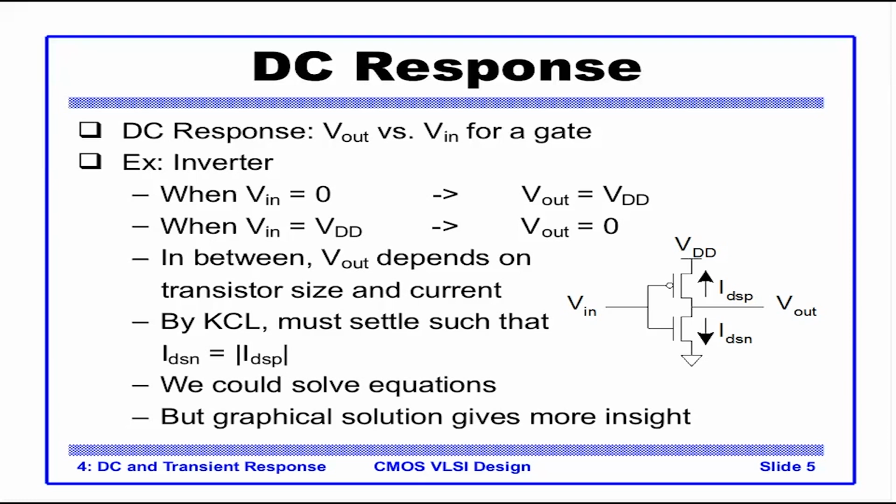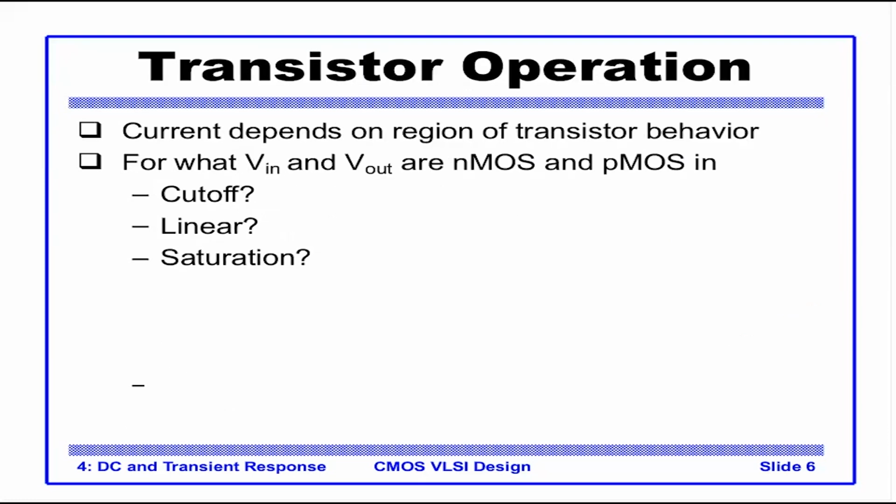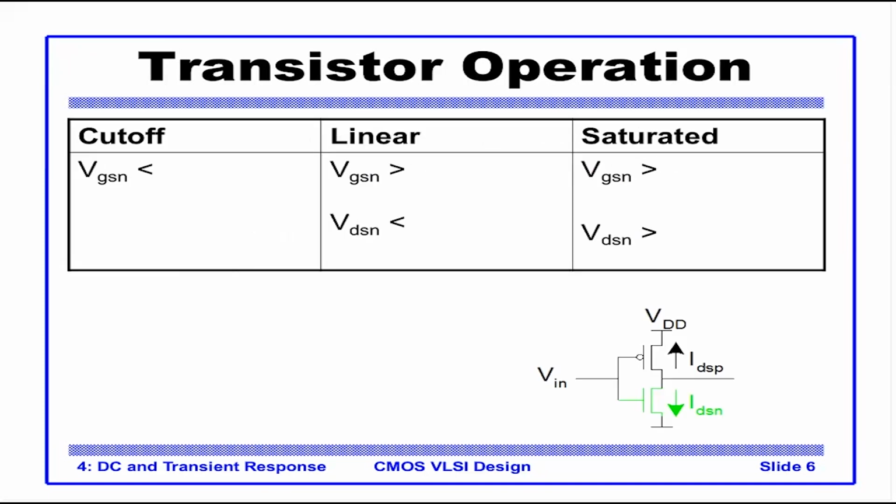So now we'll try to answer the question of which regions the transistors operate in. We saw that each of the transistors, NMOS and PMOS, operates in one of three regions: cutoff, linear, or saturation. So we will see which regions the NMOS and PMOS operate in during the switching and during the static voltages. We try to answer this question.